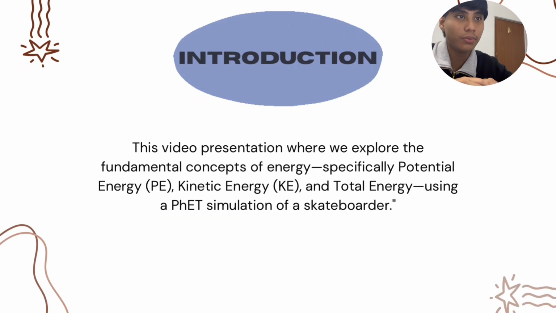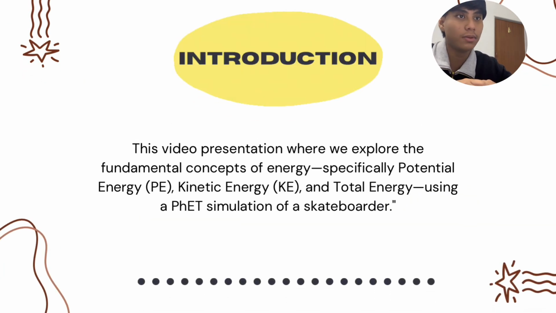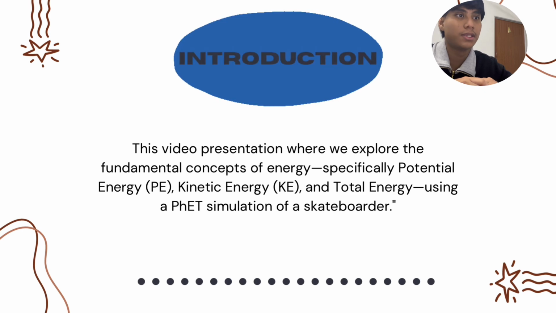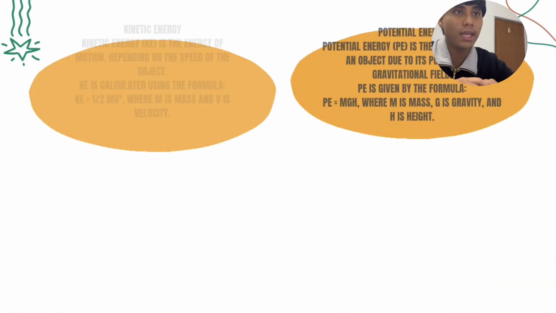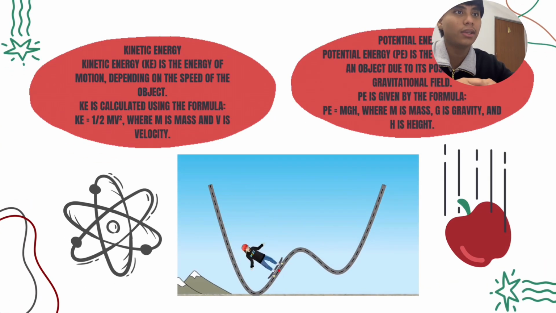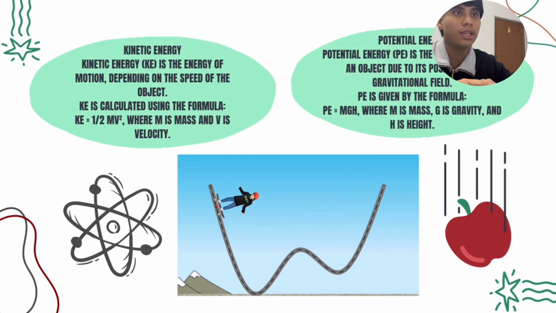Alright, in this video presentation we explore the fundamental concept of energy, specifically potential energy, kinetic energy, and total energy, using a simulation of a skateboarder. Kinetic energy is the energy of motion, depending on the speed of the object. Kinetic energy is calculated using the formula KE = 1/2 mv², where m is mass and v is velocity.